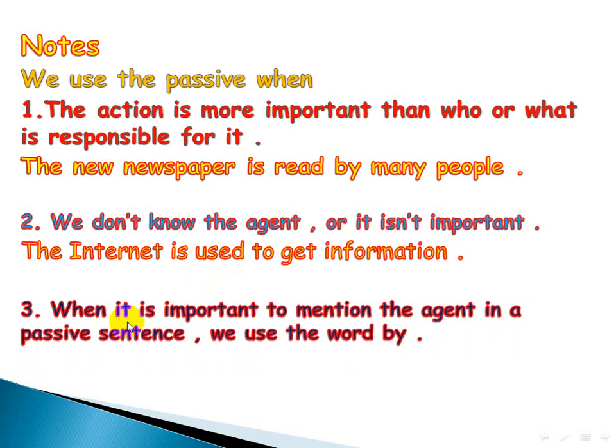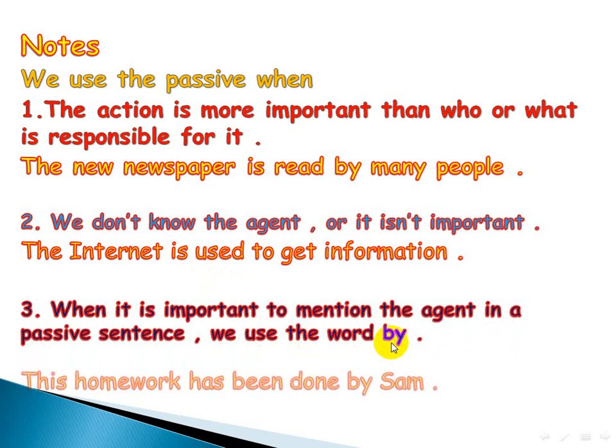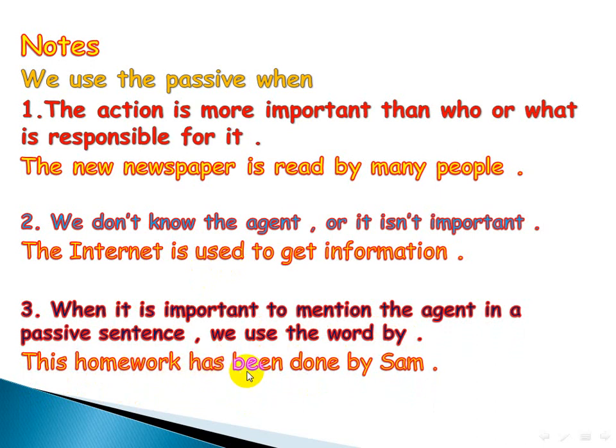Number 3, when it's important to mention the agent in a passive sentence, we use the word by. So if it's necessary to mention the agent, you can use this word by. For example, this homework has been done by Sam. So if it's important to mention the agent, you can use this word by. So these are some general notes on situations when I should use the passive voice.